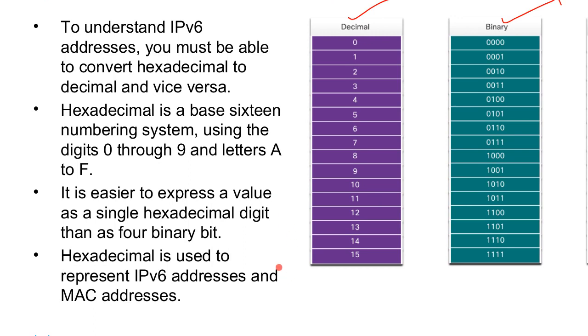So what is the advantage of that? The advantage is that we're expanding the range of numbers that we are able to represent. We have up to 16 items that we can represent. So it is easier to express a value as a single hexadecimal digit in comparison to 4 binary bits.